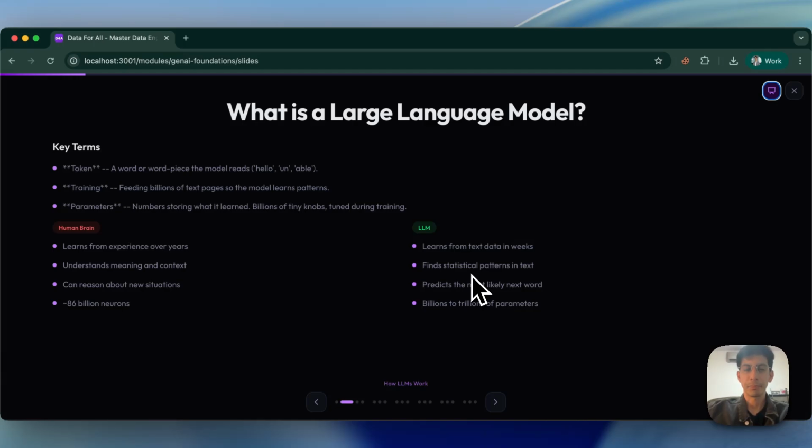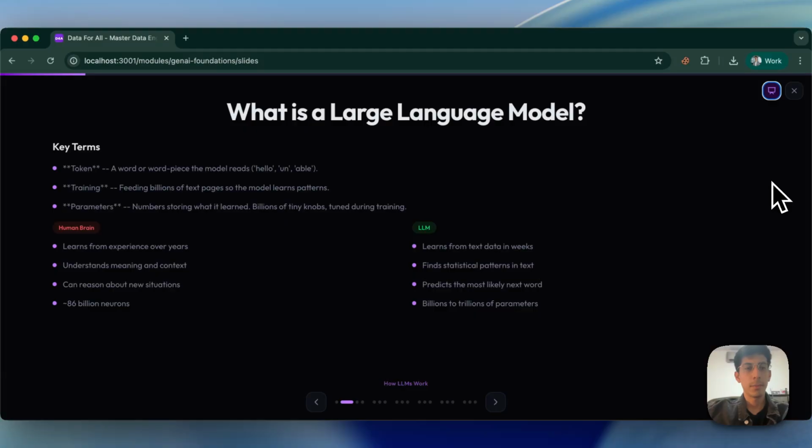Here's the key idea. An LLM is a program that was trained by reading billions of pages of text from the internet, books, Wikipedia, code, forums, everything. From all the reading, it learns patterns about how language works. Those patterns are stored as numbers called parameters. You can think of parameters like the settings on a massive equalizer with billions of knobs, each one tuned just right so the model can produce coherent text.